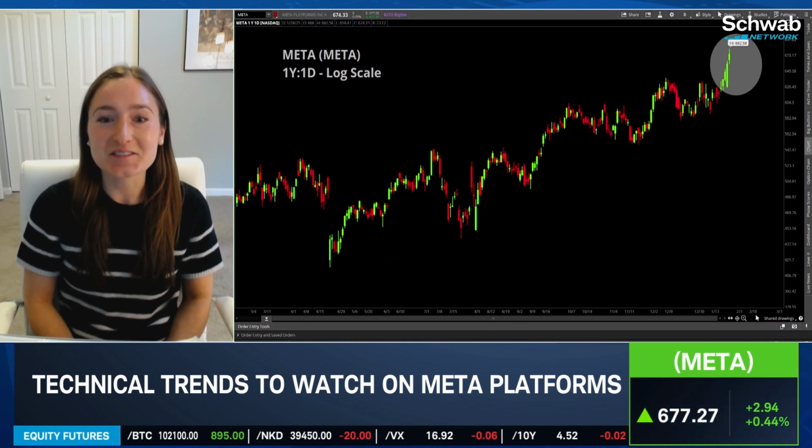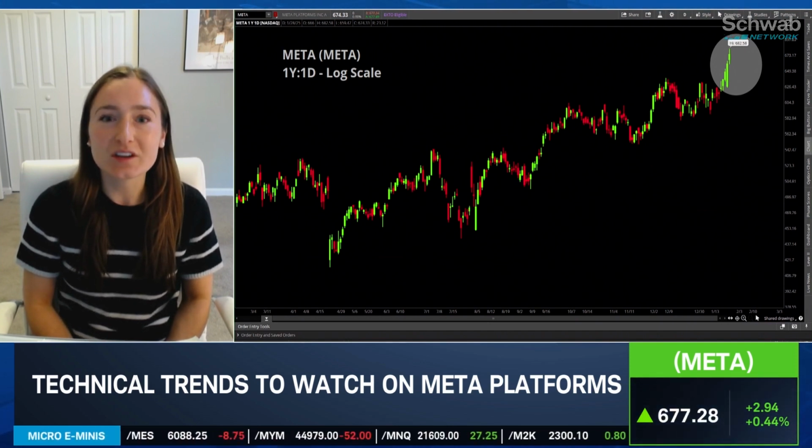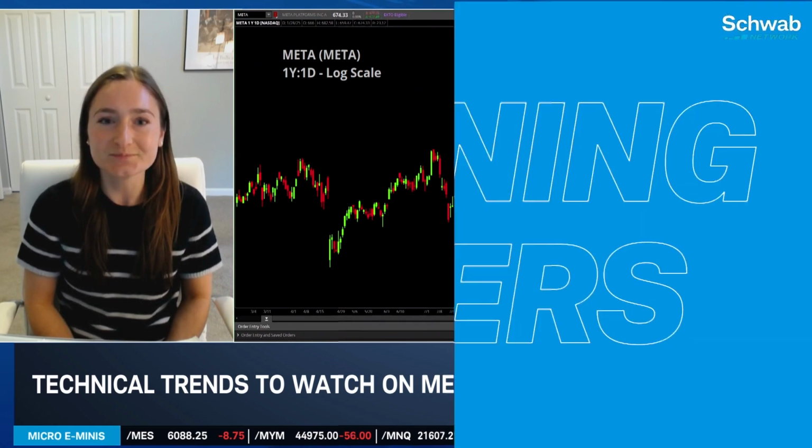So in the short term, we're seeing that there's a lot of demand. There's been a bullish push there. But I would say in the short term, the support levels that I'm looking at are definitely between that range of 652 to 659.